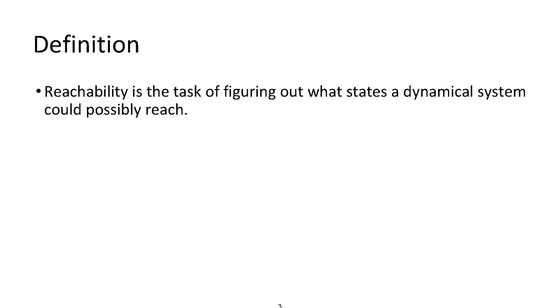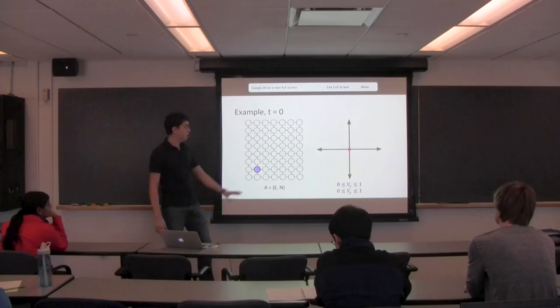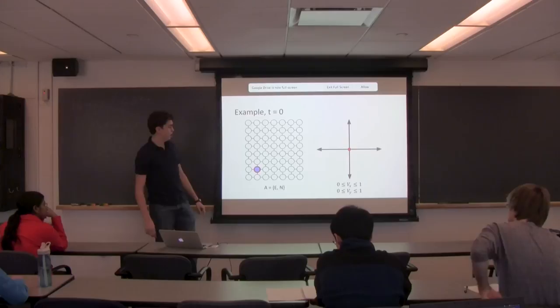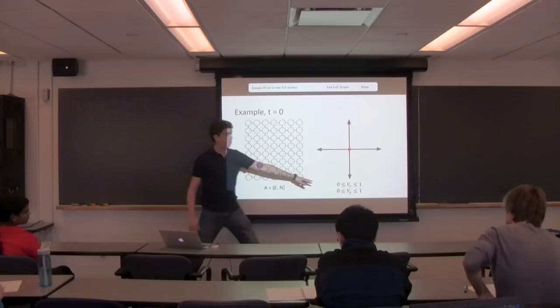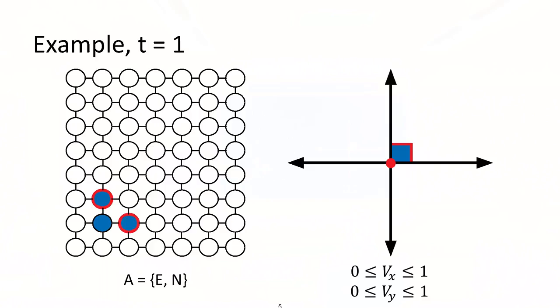Okay, so reachability is the task of figuring out what states a dynamical system can possibly reach or be at a certain time. So for example, we have these two systems, a finite state machine, a discrete system, and a continuous system, and these are the starting states. And these are our actions. We can move east or north here, and we can move east or north with these velocities over there. So after 1 second or one time step, we can be in either of these two states, or we can be anywhere in this area. And after 2 seconds, after 3 seconds, and so on. Okay? So this is what reachability does.